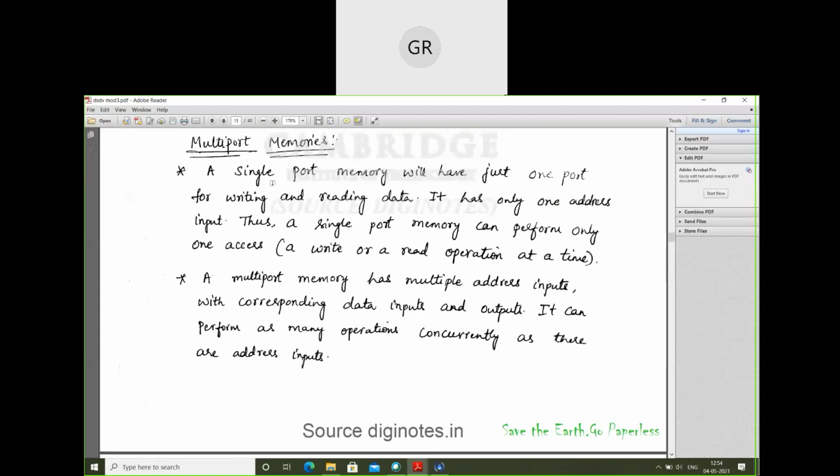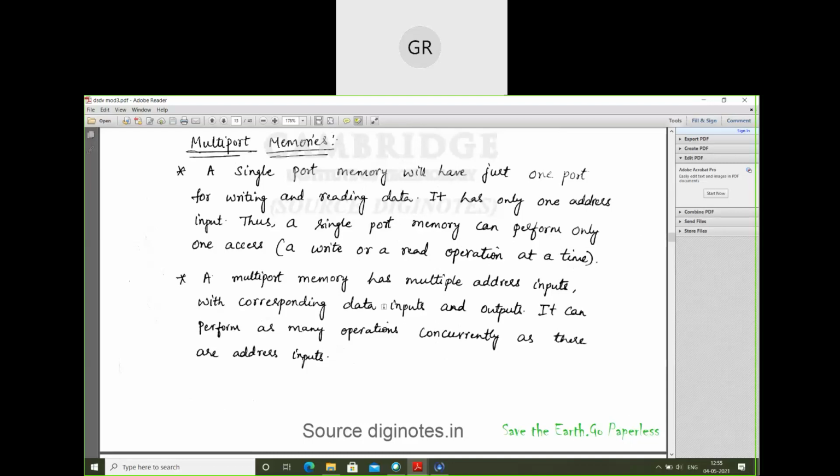Next topic is multi-port memories. A single port memory will have just one port for writing and reading data. It has only one address input. Thus, a single port memory can perform only one access, either a write or a read operation at a time.